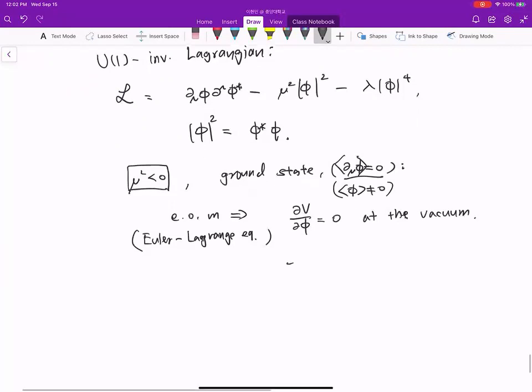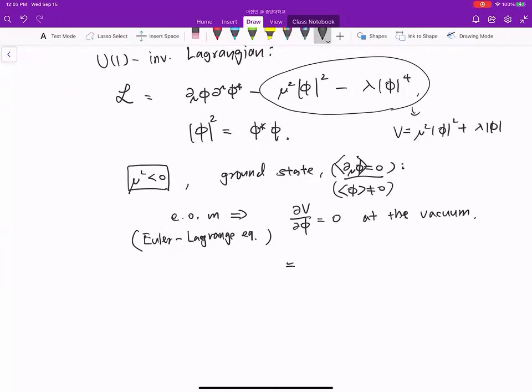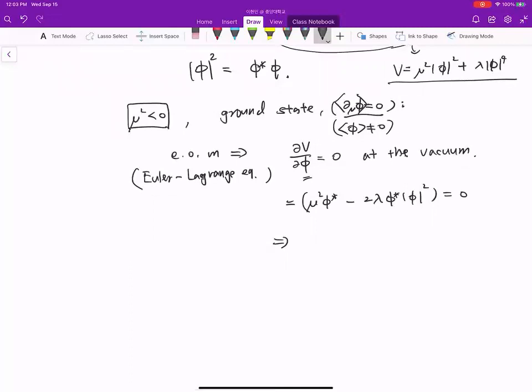The equation of motion tells you that there are no derivative terms, only the derivative of the potential, which is 0 in the vacuum. The potential is these two terms: mu squared phi squared plus lambda phi to the fourth. If you take the partial derivative with respect to phi, then you will get a term proportional to lambda phi, which is 0. Of course, there's the point phi equal to 0.